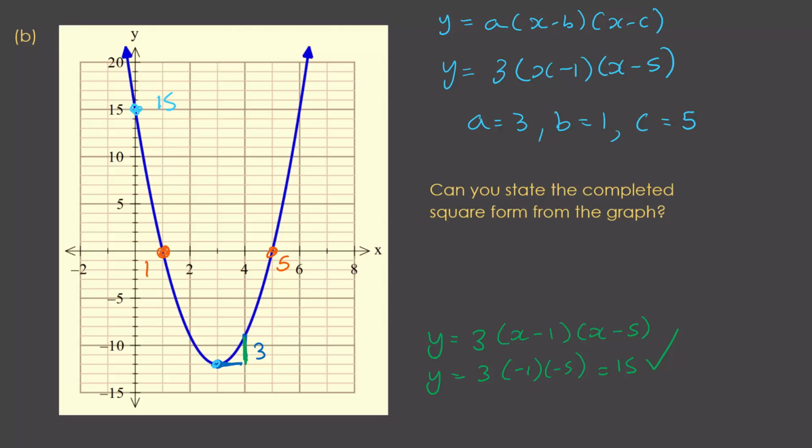So for completed square form, finally, I want the vertex, which I can see is at (3, -12). So that is going to give me y is equal to 3 because the a will be the same. And then I'm going to have (x minus 3) squared take away 12. And remember, the -3 comes from changing the sign there, and the y coordinate stays the same sign.